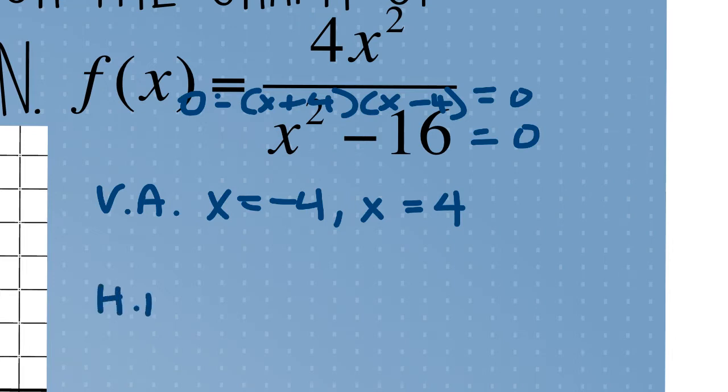Then I go to horizontal asymptotes. What's the degree of my numerator? What's the degree of the denominator? 2. Those are the same, which means I do leading coefficients. Y would equal the leading coefficient in the top, which is 4, over the leading coefficient in the bottom, which is 1, and y equals 4. Remember, these are equations, so they've got to stay in x equals and y equals form. You can't just give me a number.